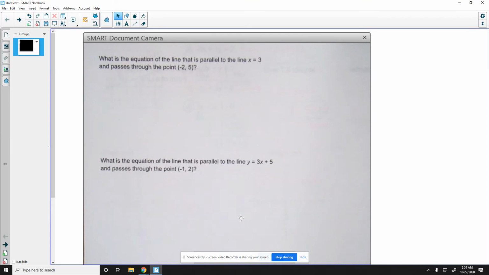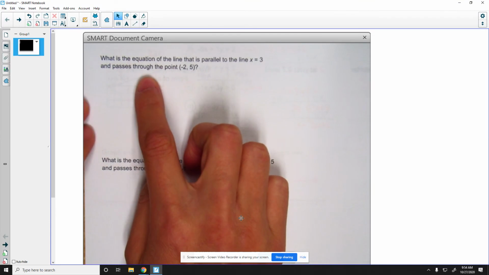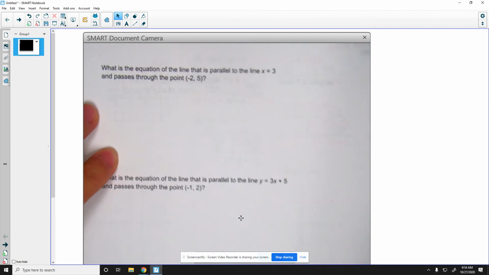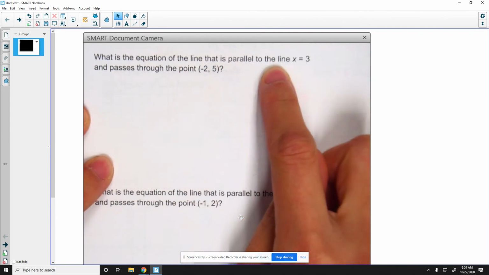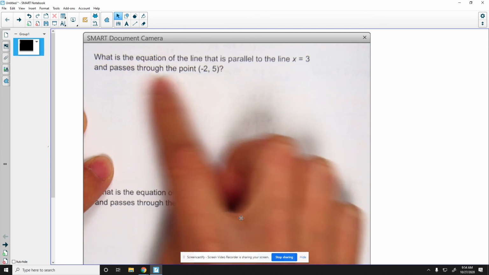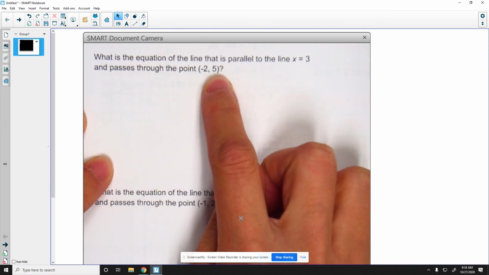All right, here we go. Quiz review. Number 1. So let's do this together, okay? The question for number 1 says, what is the equation of the line that is parallel to the line x equals 3 and it passes through that point?